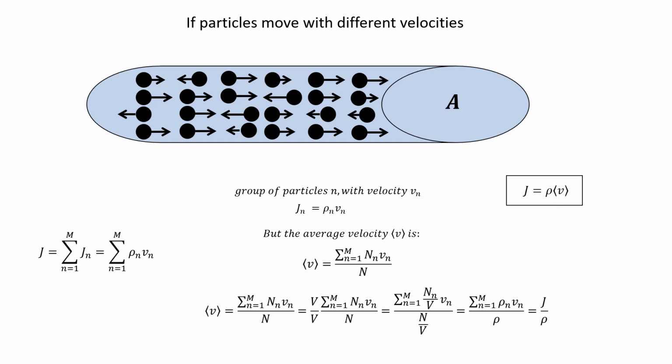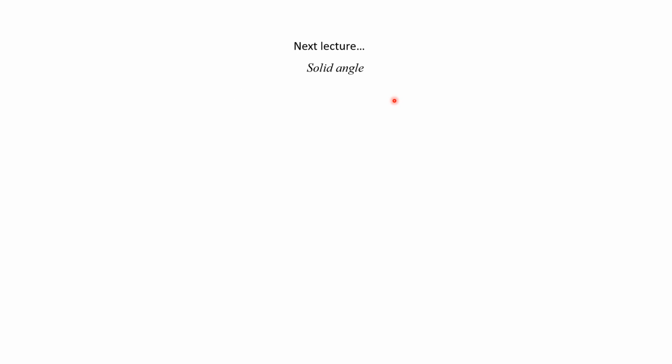Okay, so that's it for today. We have an expression for the drift current, and our next job is to find an expression for the diffusion current. But to do that, we need to use the concept of solid angle. So I want to say a few words about the solid angle before we deal with the diffusion current. But this is not terribly important for our purpose.